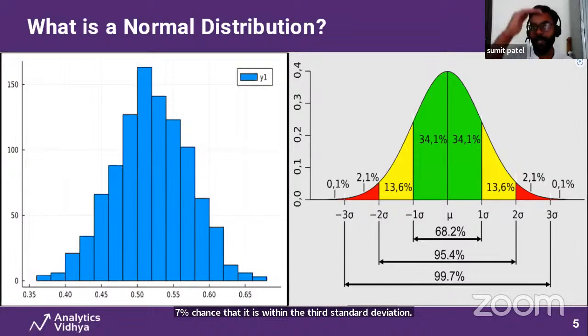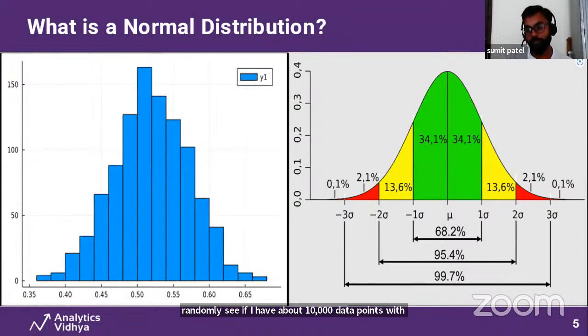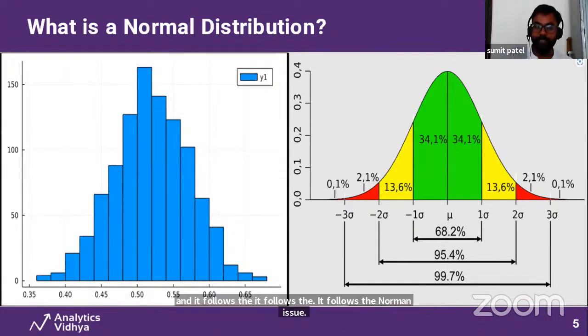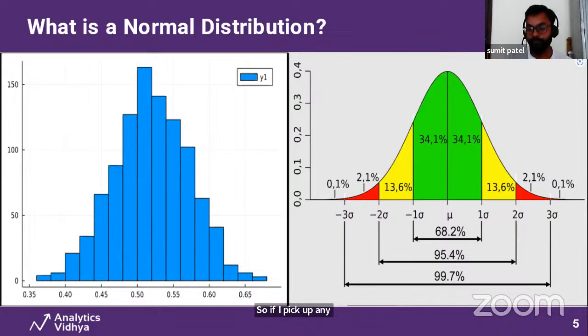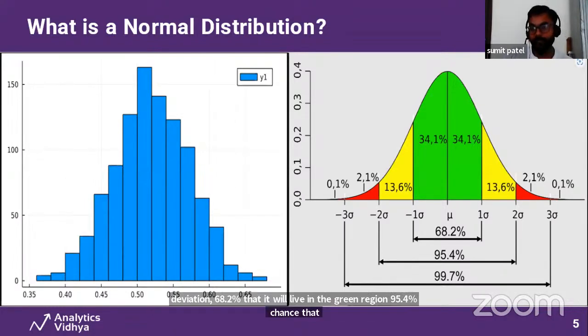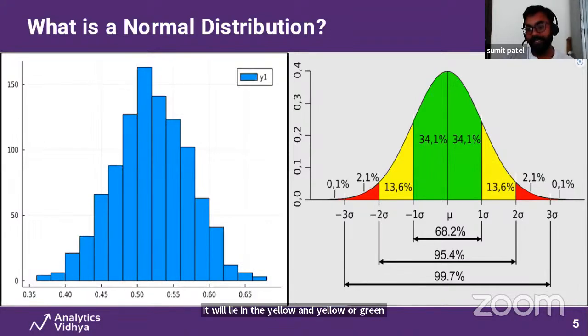If I have about 10,000 data points with me and it follows a normal distribution, and I pick any number at random from this data, there is a 68.2% chance that it will lie within the first standard deviation, in the green region, a 95.4% chance that it will lie in the yellow or green region, and a 99.7% chance that it lies in the red, yellow, or green region. Now, is this clear?